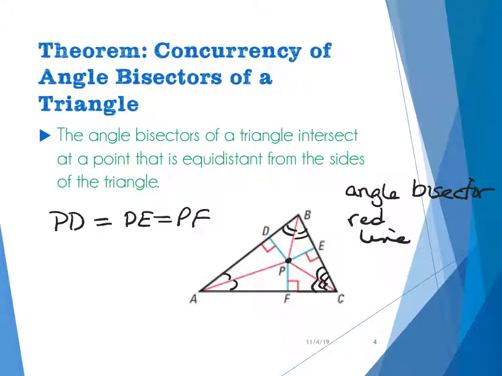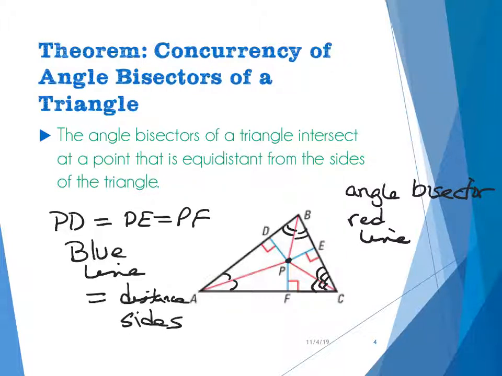That point, on the next slide, is called the incenter. From the incenter, we can see that the point is always equidistant from all three sides of my triangle, and those are the blue lines. The blue lines are equally distant from each of the sides. So if I told you that PD was 3, then that would tell me that PE is also 3, and so is PF.